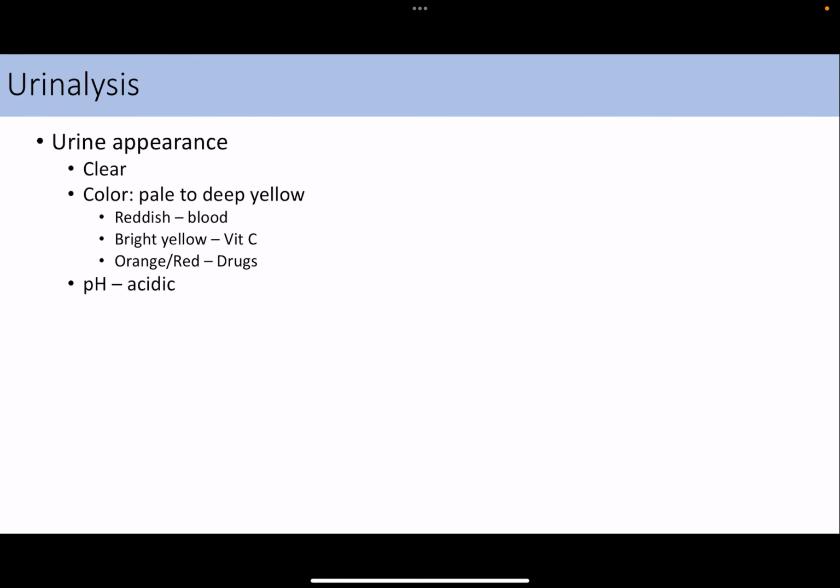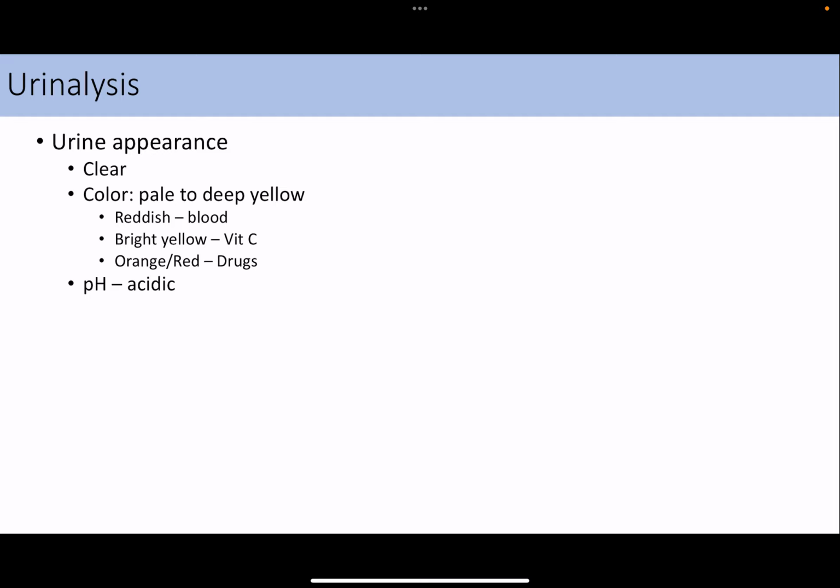Okay, pretty straightforward. So urinalysis, which is a lab we'll do on Wednesday. Your urine appearance should be clear. If it's cloudy, that can indicate that you have an infection. The color should be pale to a deep yellow. If it's reddish, that could mean that there's blood in the urine, which means there's damage to the kidneys. It could be bright yellow if you have an excess amount of vitamin C.